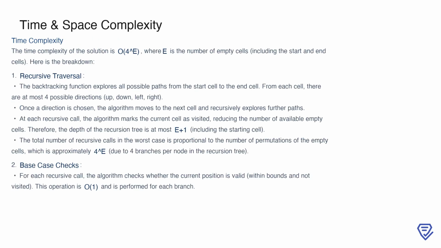To analyze the time complexity of this solution, we start by considering the recursive traversal process. The algorithm explores all possible paths from the starting cell to the ending cell using backtracking. At every cell, there are at most 4 possible directions to explore: up, down, left, and right. Once a direction is chosen, the algorithm moves to the next cell and continues the search recursively. The depth of this recursion tree is determined by the number of empty cells on the grid, denoted as e, plus 1 for the starting cell.